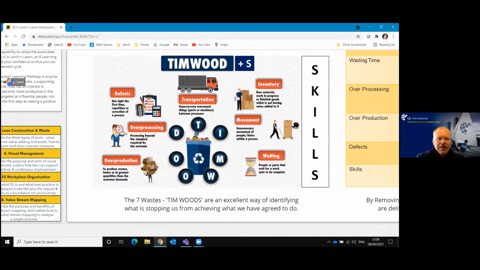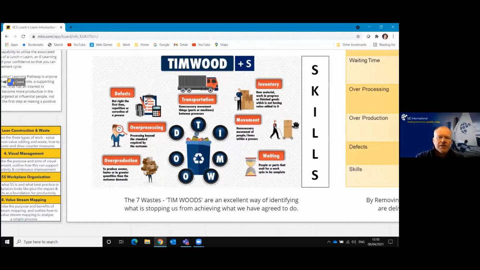Now, within those 8 wastes, we have transportation. Transportation is the movement of our materials on and off site, the movement of our waste on and off site, the transportation of equipment we might use to do the task. We've got to think about how are we managing that transportation around our site and what issues are faced by not having the right materials and equipment on site at the right time.